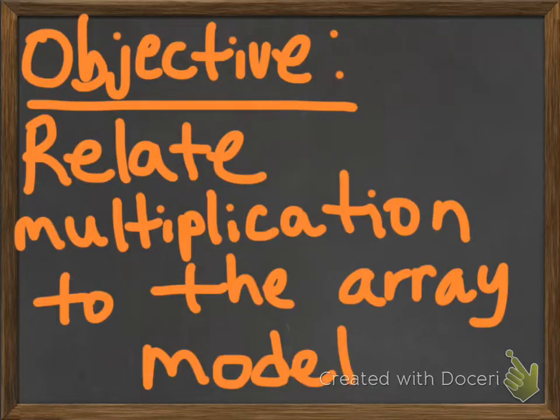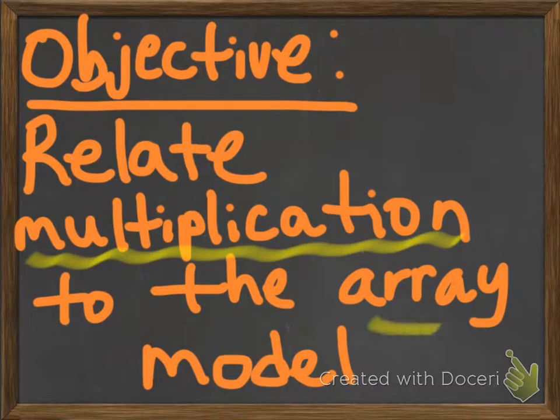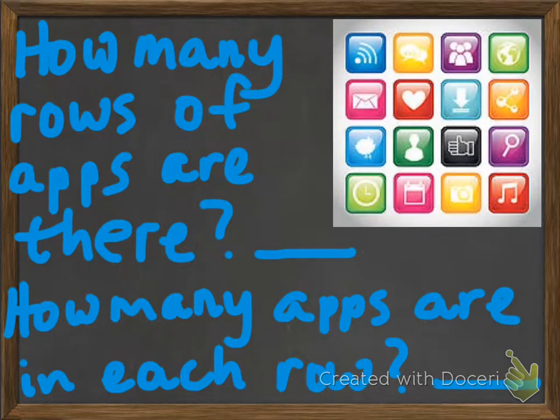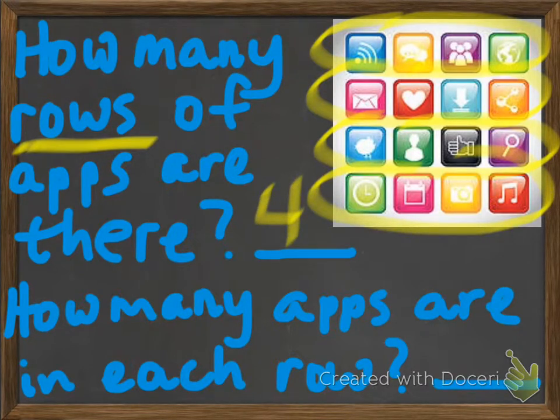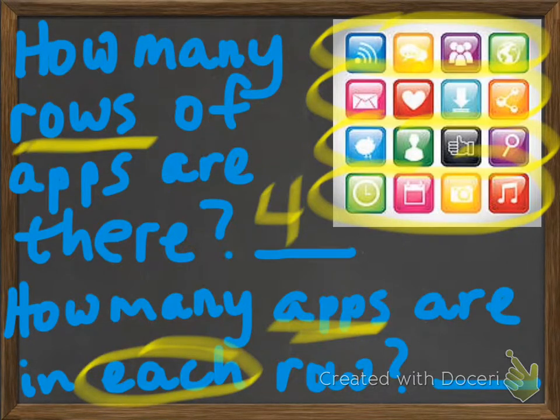Let's take a look. Our objective is to relate multiplication to the array model. Our first problem is, how many rows of apps are there? So let's take a look. We have row 1, 2, 3, 4. So we have 4 rows. And how many apps are in each row? Well, we have 1, 2, 3, 4. So there's 4 apps in each row.